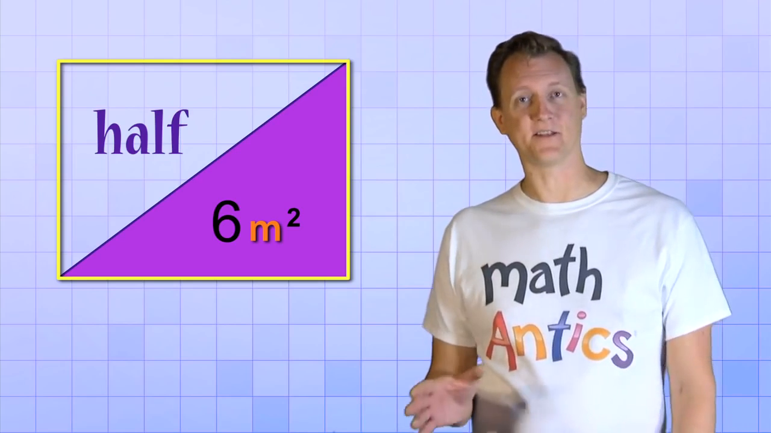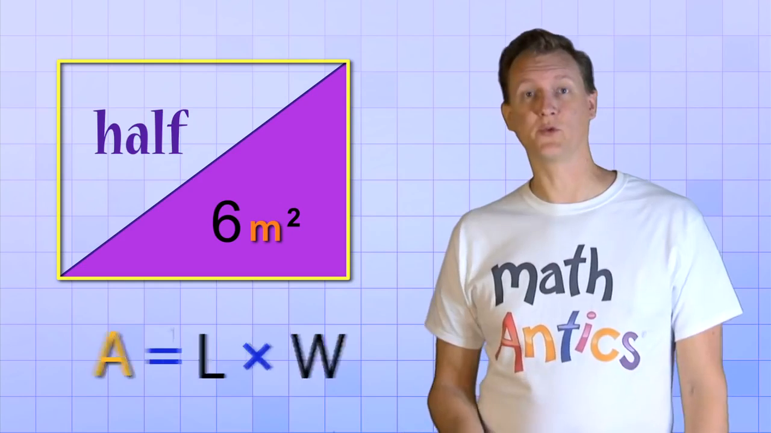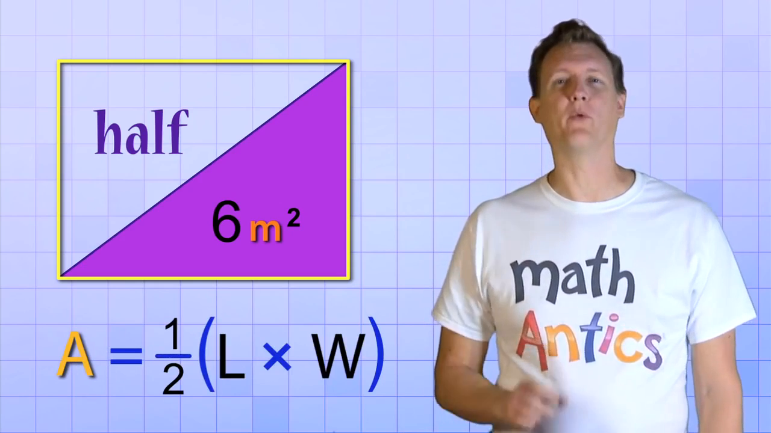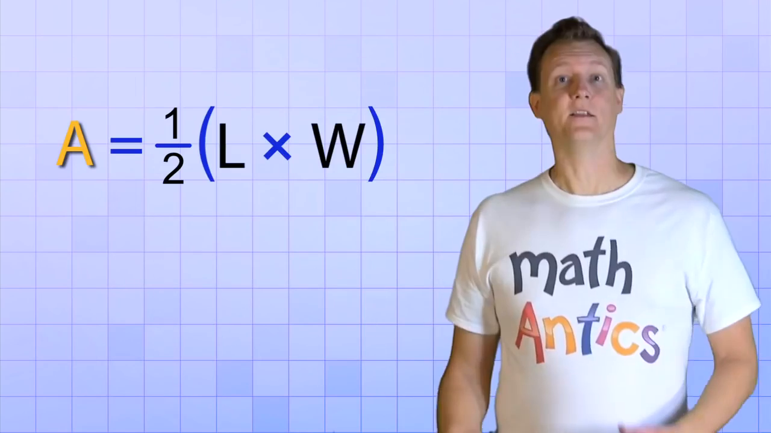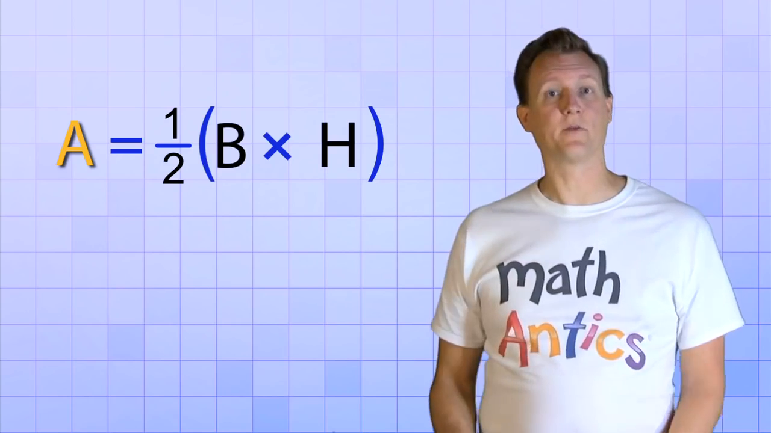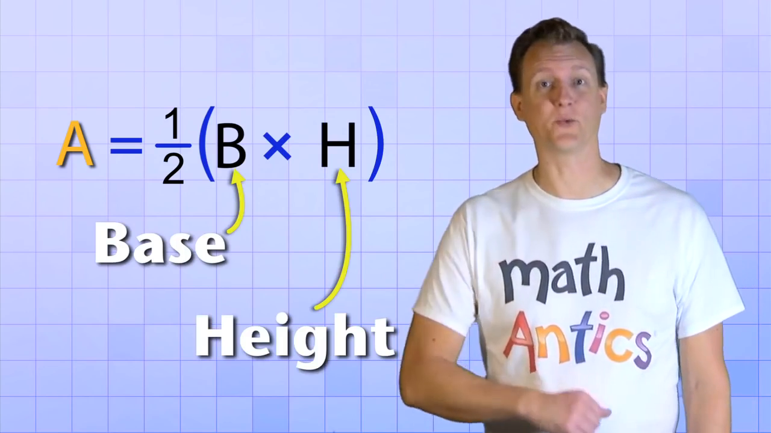So does that mean that instead of area equals length times width, it should be area equals 1/2 of length times width? Yep, that's basically it, but with one important difference. Instead of L for length and W for width, we're going to use two different names for our triangle's dimensions. We're going to call them base and height, and here's why.